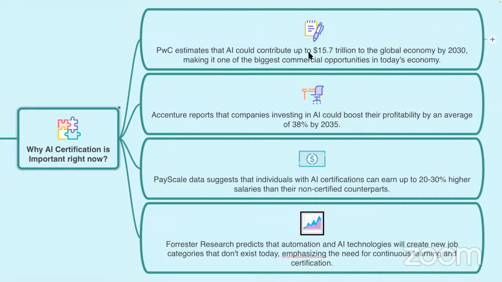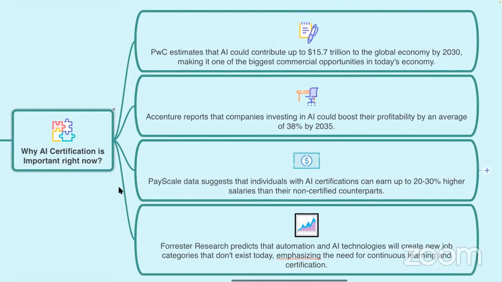A recent survey at PayScale suggested that individuals with AI certification can earn up to 20 to 30% higher salaries than their non-certified counterparts. And recent research at Forrester predicted that automation and AI technologies will create new job categories which never used to exist earlier. We are actually seeing this trend right now, like prompt engineering, generative AI, and people with the knowledge of working with large language models. These are all new job roles which have started to pop up these days, which were not existent in the earlier days.